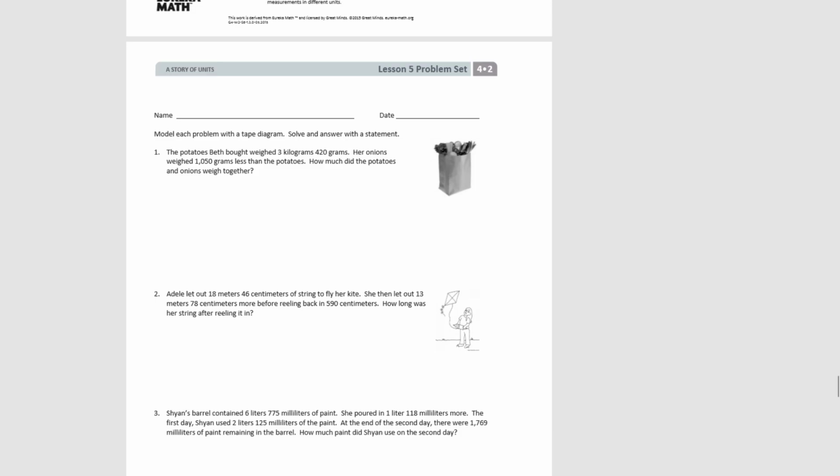All of these problems are multi-step, which means we're going to have to do more than one step in order to solve the problem. So let's do the first one together. The potatoes Beth bought weighed 3 kilograms, 420 grams. Her onions weighed 1,050 grams less than the potatoes. How much did the potatoes and onions weigh together? So we know that we need a total amount. That's going to be our unknown.